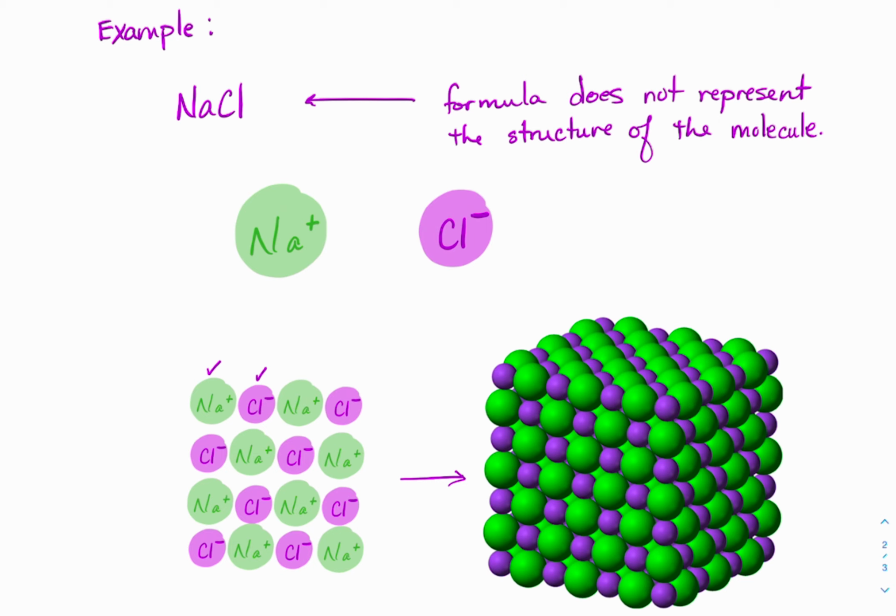So this is an example of an ionic compound, and typically these are formed when one atom transfers an electron or multiple electrons to another atom to create these cation and anion ions.